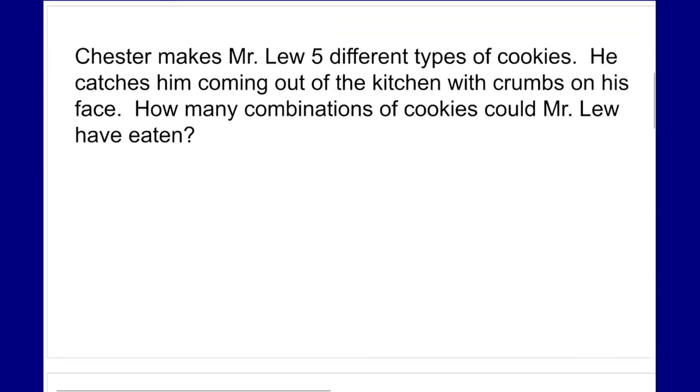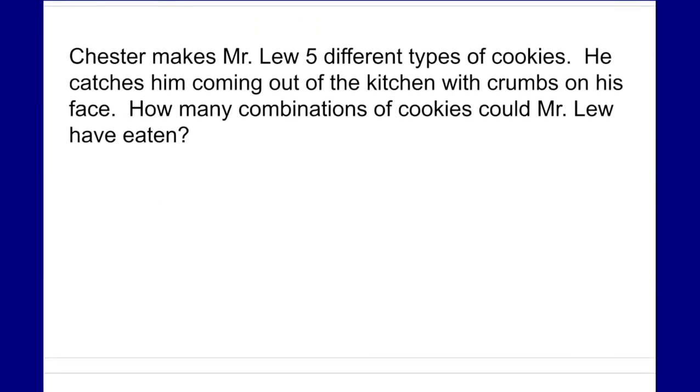So first question. Chester makes Mr. Lou 5 different types of cookies. He catches him coming out of the kitchen with crumbs on his face. How many combinations of cookies could Mr. Lou have eaten? So in this one, we are looking at, again, many different scenarios. We're looking at how many combinations we could have. It doesn't say specifically how many ways I could eat one cookie or two or three. So we could have many different combinations.